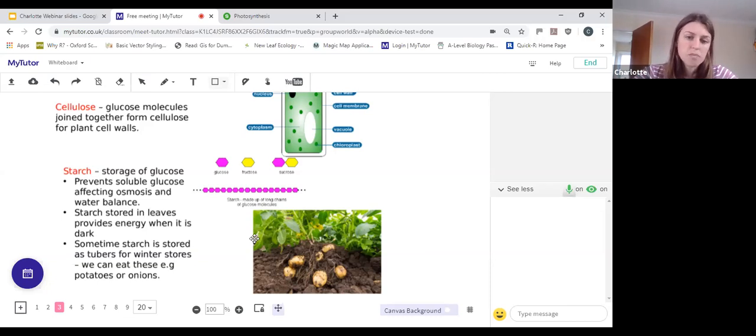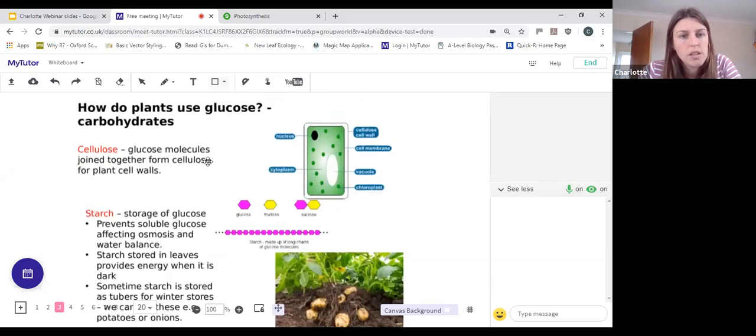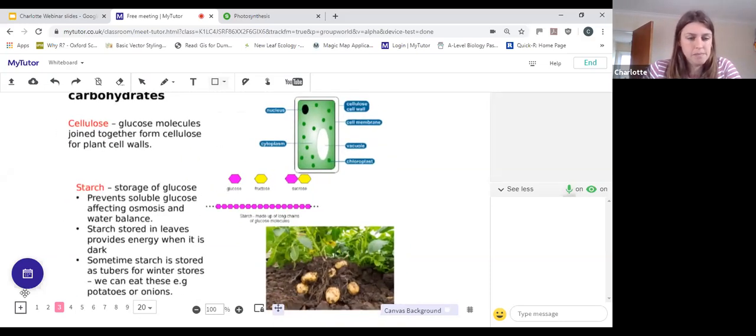Those tubers are often in the form of things that we eat, because we need glucose too, and we get that through our food. Potatoes are a great example of this. Onions are another example. Beetroot, swede, carrots, any of those are storages of starch by the plant, and things that we can eat in order to get our own energy. So that's carbohydrates.